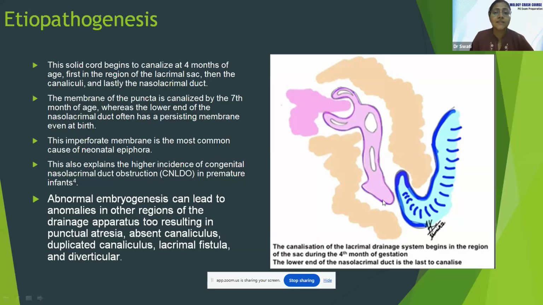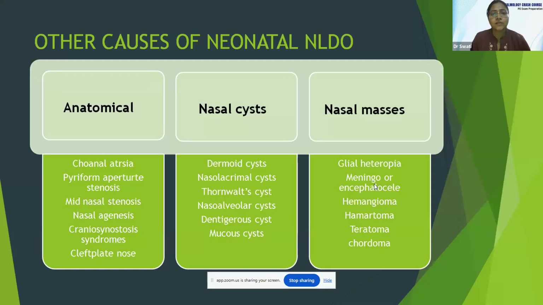And this imperforate membrane or the valve of Hasner is the most common cause for the neonatal epiphora. And it also explains why premature children have a higher chance of having CNLDO. Any abnormal embryogenesis during this period can also lead to other anomalies of the drainage apparatus, like punctal atresia or an absent canaliculi or a lacrimal fistula or a diverticula. Other causes of neonatal CNLDO can be divided into anatomical, nasal cyst, and nasal masses like choanal atresia, dermoid cyst, nasolacrimal cyst, glial heteropia, and all.